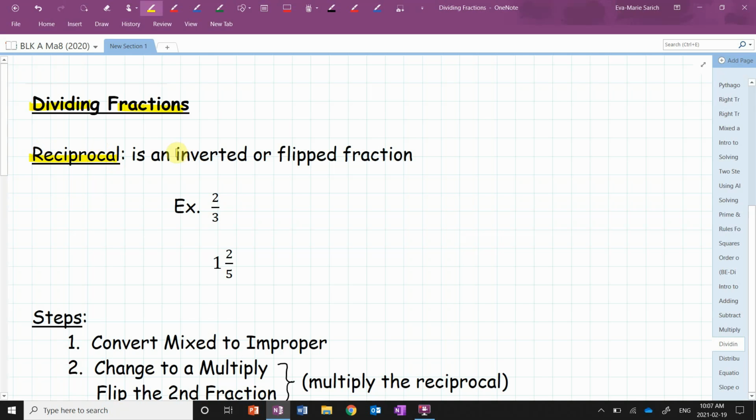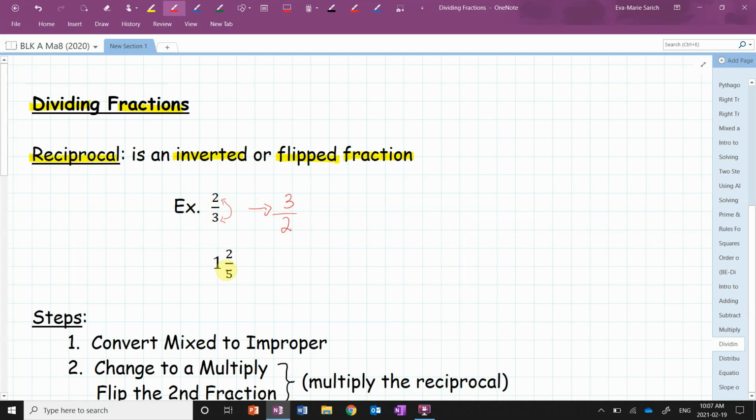And the reciprocal is an inverted. Now inverted also means flipped. So we're going to invert or flip a fraction. To invert or flip a plain fraction, we just simply move the top to the bottom and the bottom to the top. So this would become 3 over 2.